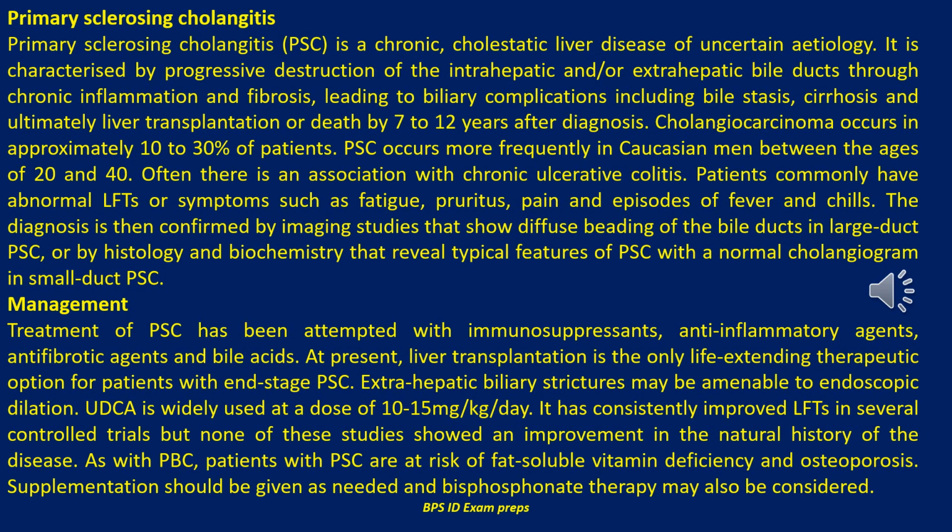Cholangiocarcinoma occurs in approximately 10 to 30% of patients. Primary sclerosing cholangitis occurs more frequently in Caucasian men between the ages of 20 and 40. Often there is an association with chronic ulcerative colitis. Patients commonly have abnormal LFTs or symptoms such as fatigue, pruritus, pain and episodes of fever and chills.